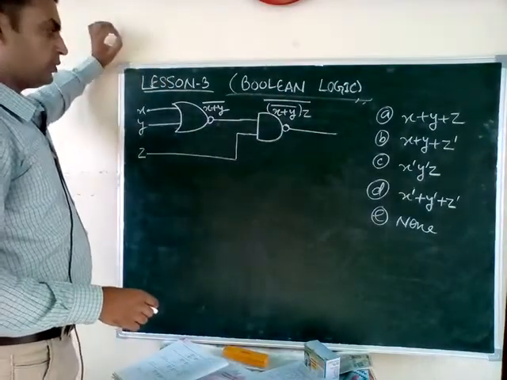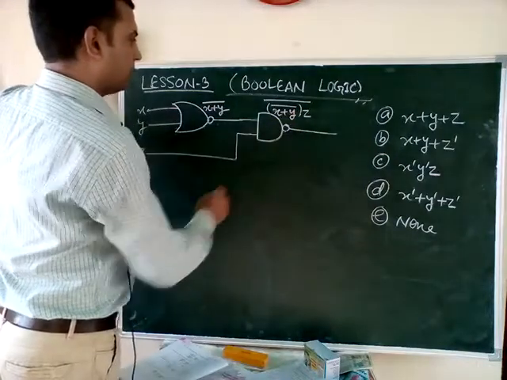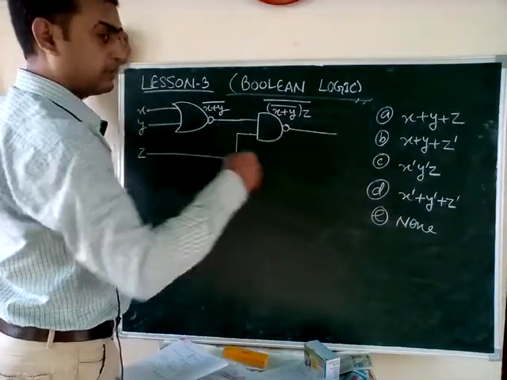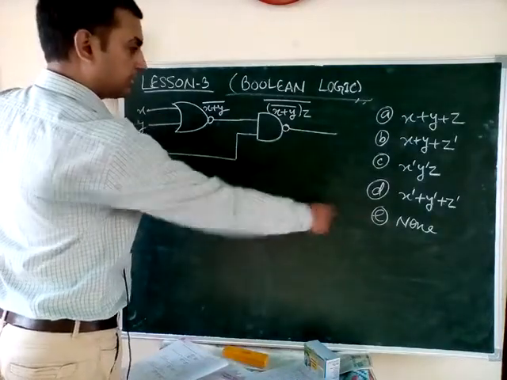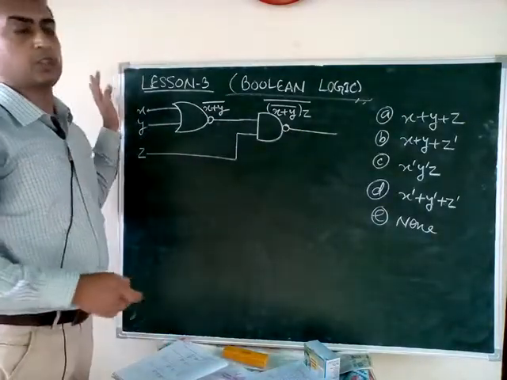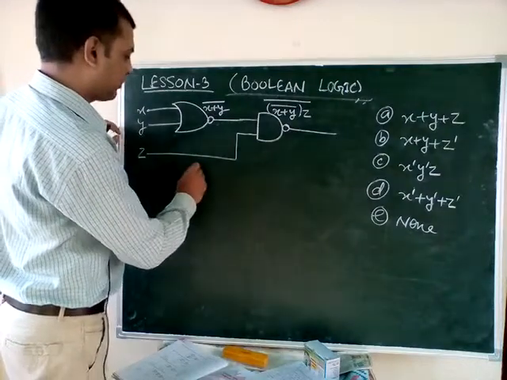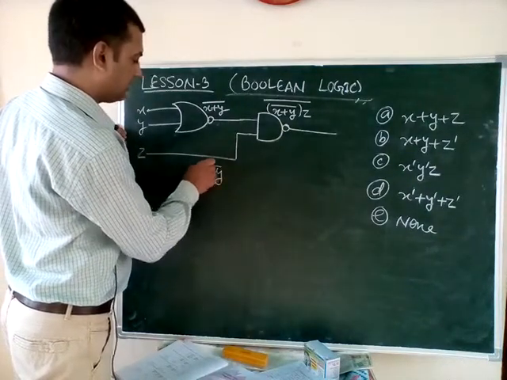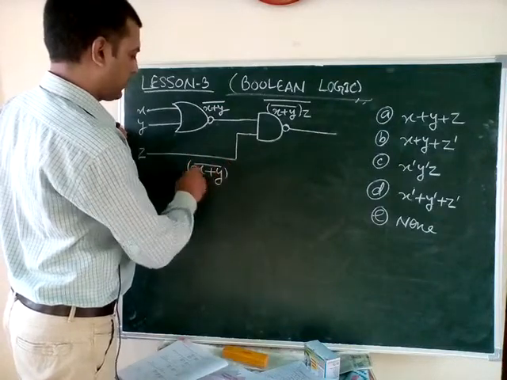So how will you solve this equation? Now this is not present in the options, so simply, if you are not thinking, you can tick the none option, but this is not true, so you have to solve it. X plus y bar z.